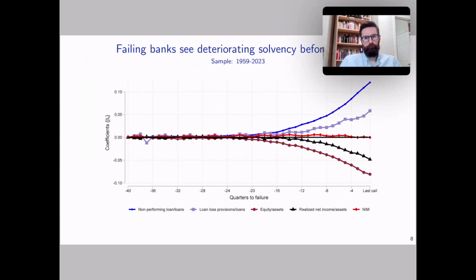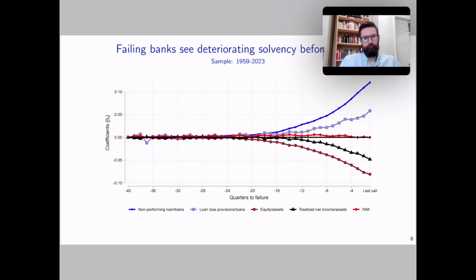And just to give you a few facts that indicate to you that there's extremely high predictability in bank failures, I'm just plotting here for the modern sample from 1959 onwards, what happens to various metrics of bank solvency right before they fail. When I say right before they fail, I mean the last 10 years in existence of a bank. So it's actually a pretty long period.